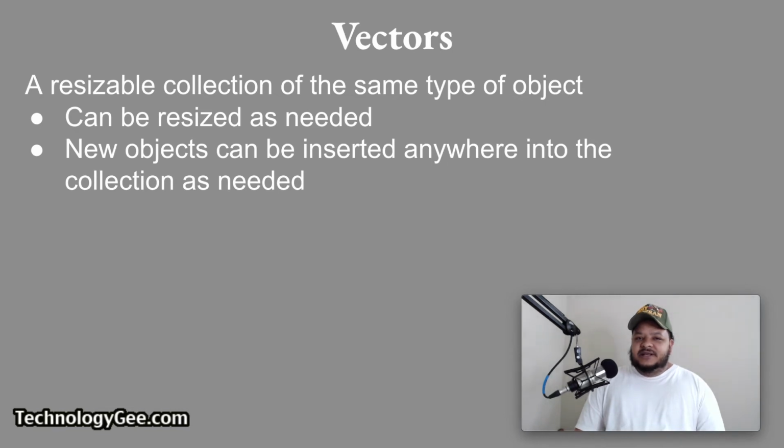Vectors. A vector is a resizable collection of the same type of object. Unlike an array, a vector can be resized as needed, and new objects can be inserted anywhere into the collection as needed.